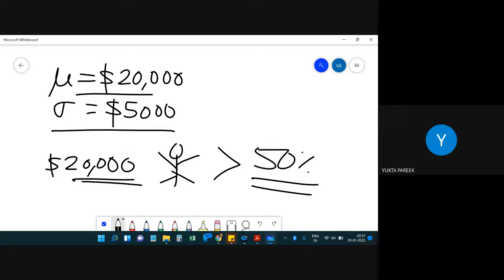I think, sir, we cannot say this. Why? Because, sir, it's exactly the mean, 20,000. That is, we can say not greater than 50%, equal to 50%.